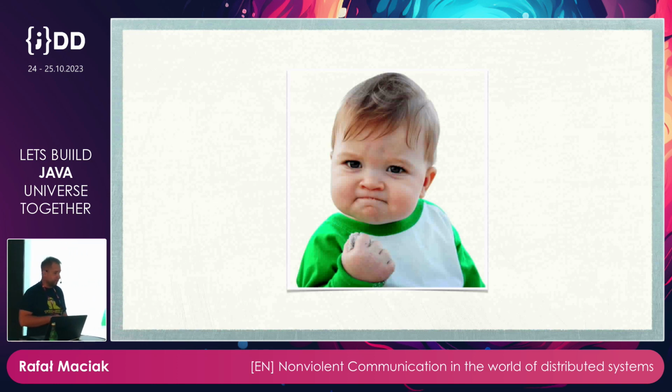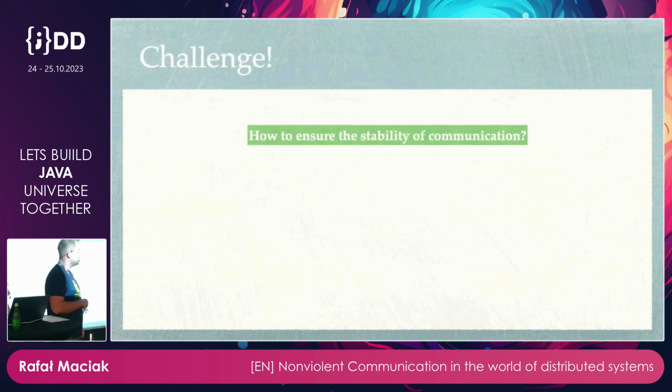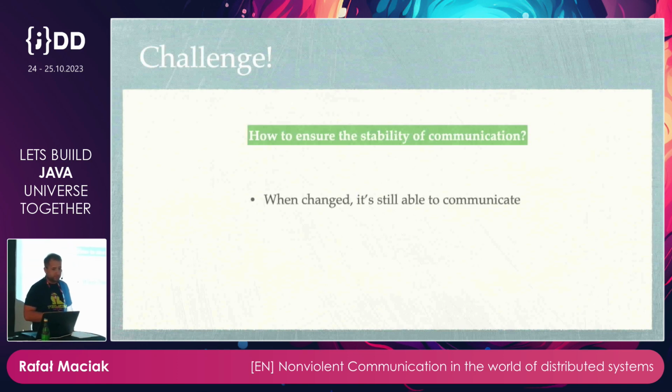And this is the point when the second challenge arises. So, how to ensure the stability of the communication? Let's see what it means. It means that if we change the code, it is still able to communicate.